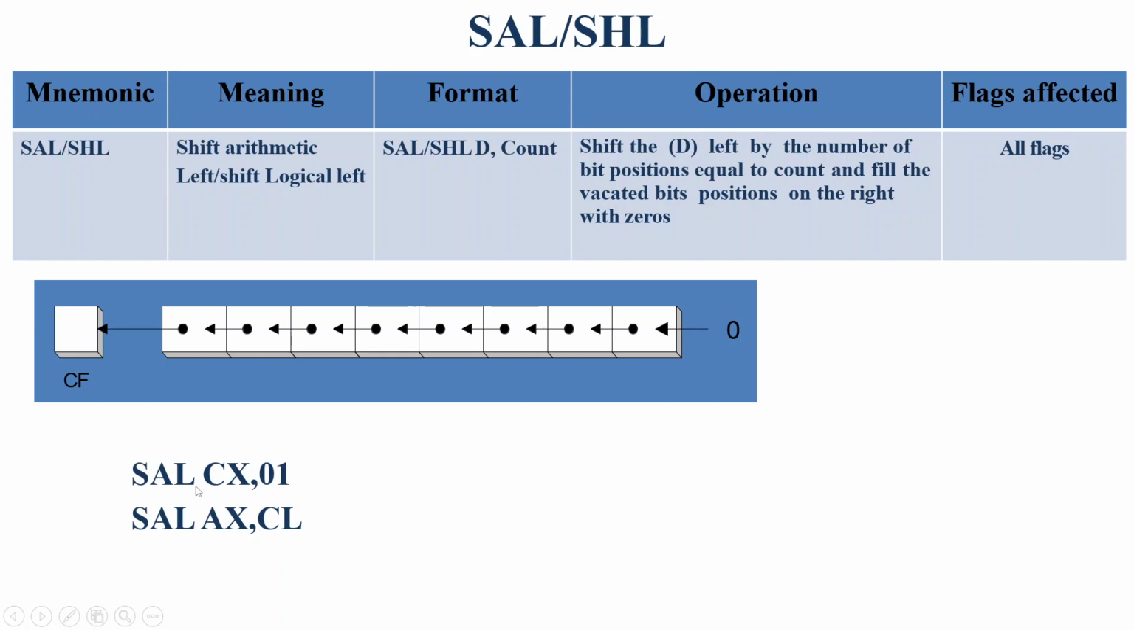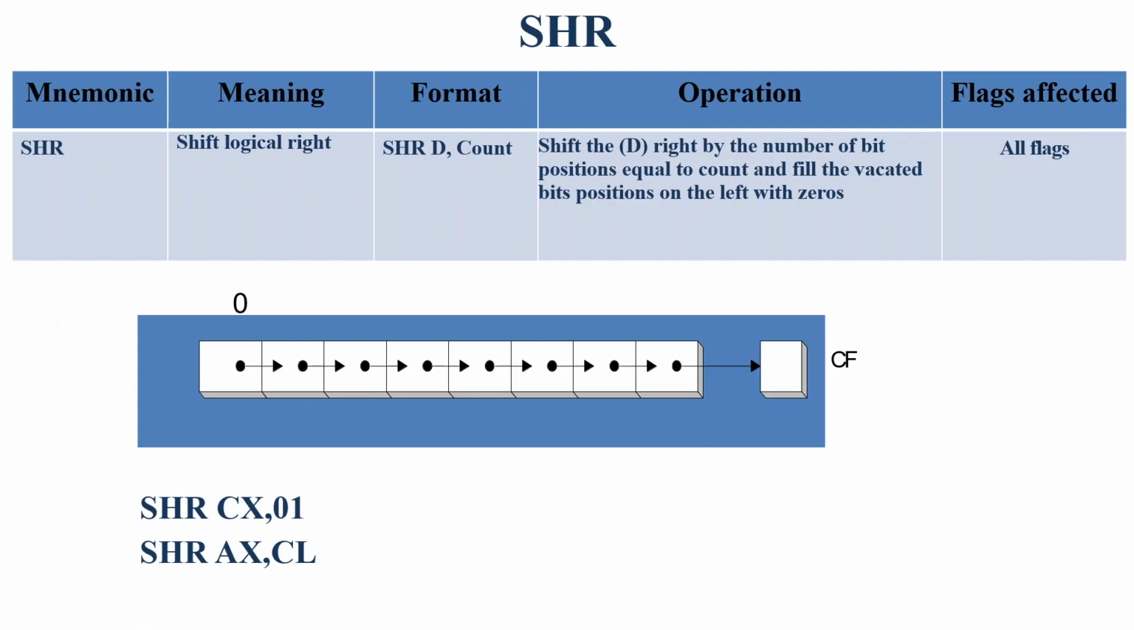Example: SAL CX comma 01, SAL AX comma CL. What does it mean, SAL CX comma 01? Here CX will have a data. How many times the shift has been taken here? 01. When you go for the second example, the content of the accumulator has been shifted based upon the content of your CL register. If I say CL is 1 or 5, based upon that the content of the AX register will be shifted.